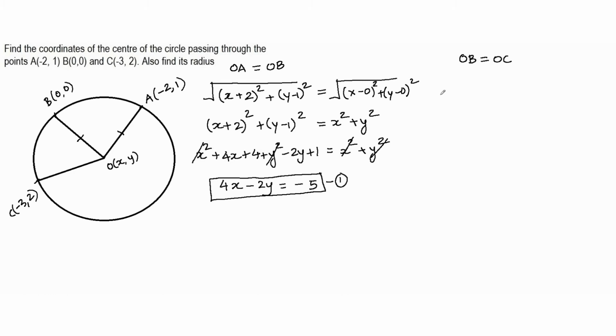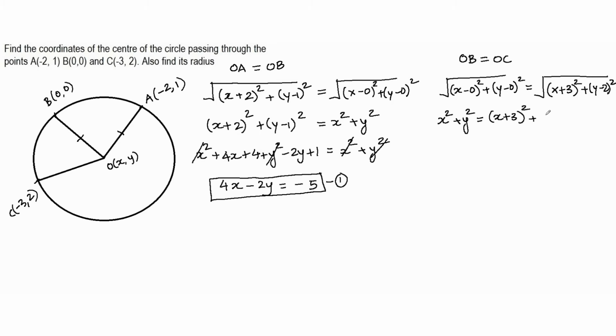Similarly, OB equals OC. So OB is going to be under root of x minus 0 the whole square plus y minus 0 the whole square is equal to OC. OC is going to be under root of x plus 3 the whole square plus y minus 2 the whole square. Squaring both sides, we get x square plus y square is equal to x plus 3 the whole square plus y minus 2 the whole square.